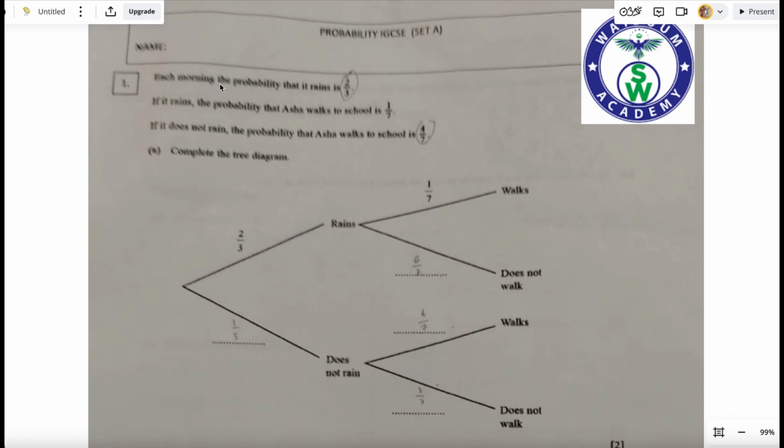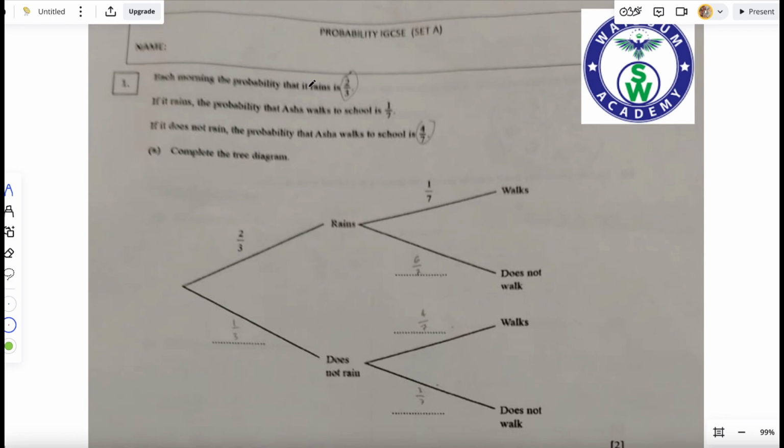You say each morning, the probability that it rains is 2/3. That's what we have here. You know, in probability, you use a tree diagram to do probability without replacement. So any probability without replacement, we use the tree diagram to accomplish that mission.